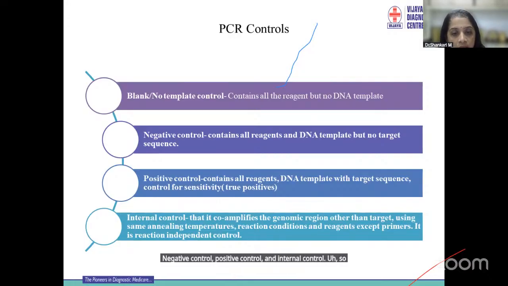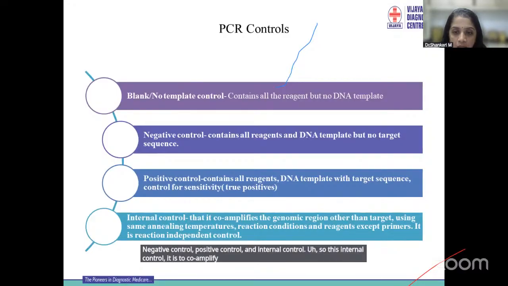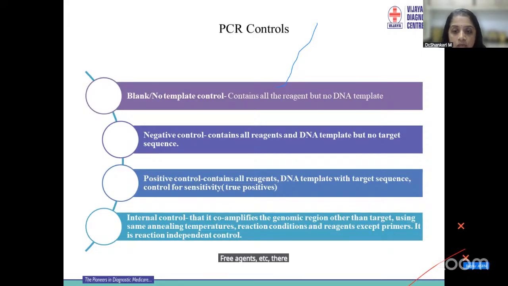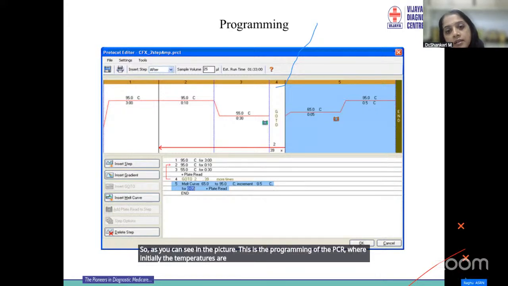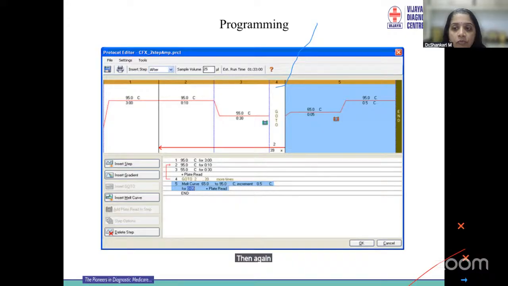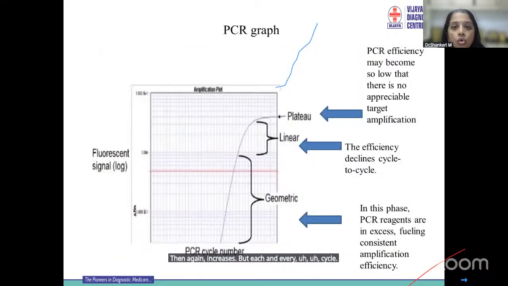This internal control is to co-amplify the genomic region using the same temperatures, reaction conditions, and reagents, except that there are no primers. This is an independent control. As you can see in the picture, this is the programming of the PCR, where initially the temperatures are very high, then drop down to 55 to 72 degrees, then again increase for each and every cycle.